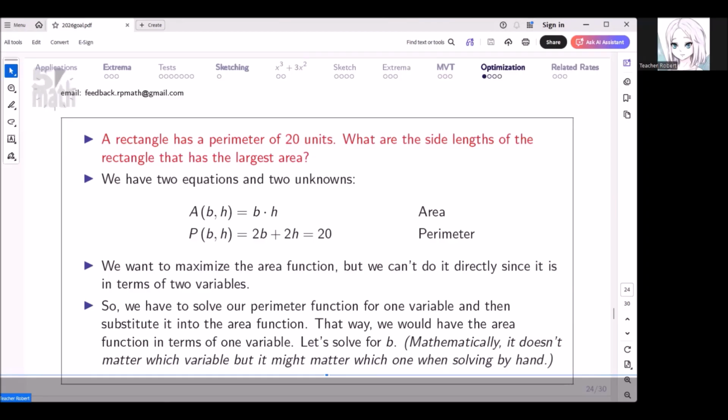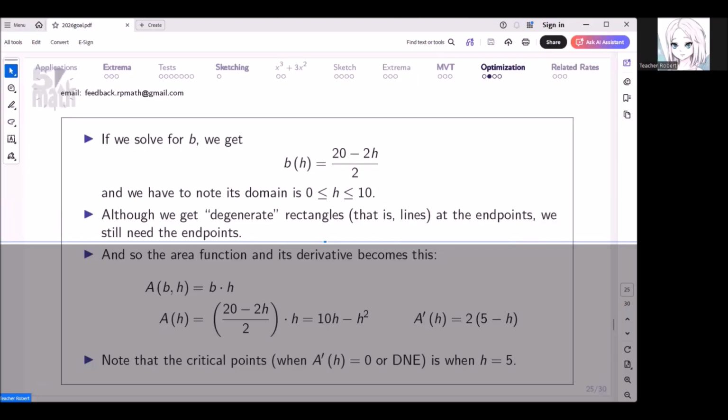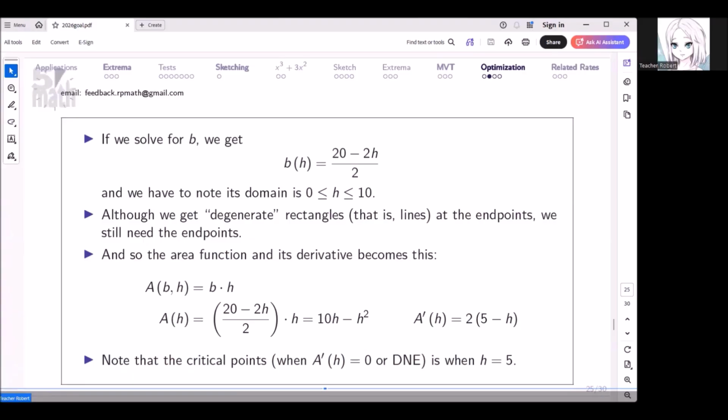Let's solve for b. Mathematically, it doesn't matter which variable, but it might matter which one when solving by hand. If we solve for b, we get this, and we have to note its domain is this. Although we get degenerate rectangles, that is lines, at the endpoints, we still need the endpoints. And so the area function and its derivatives become this. Note that the critical points, when A prime of h equals 0 or does not exist, is when h equals 5.